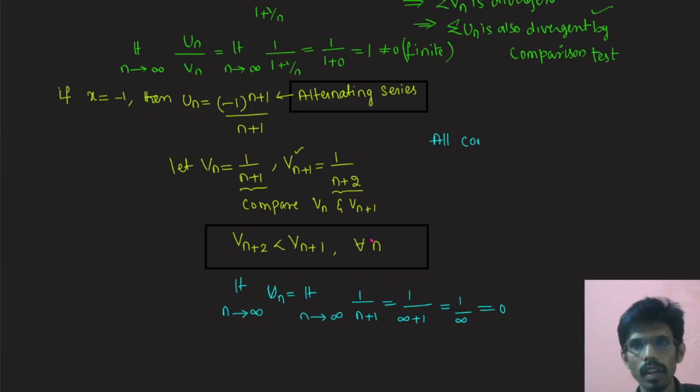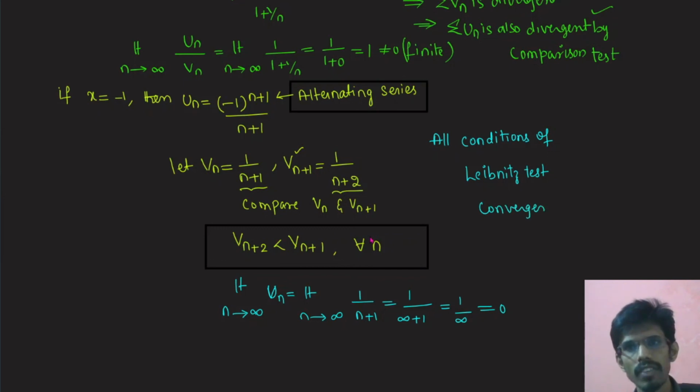all conditions of the Leibniz test, this is convergent. The given series will be convergent if x is minus 1.